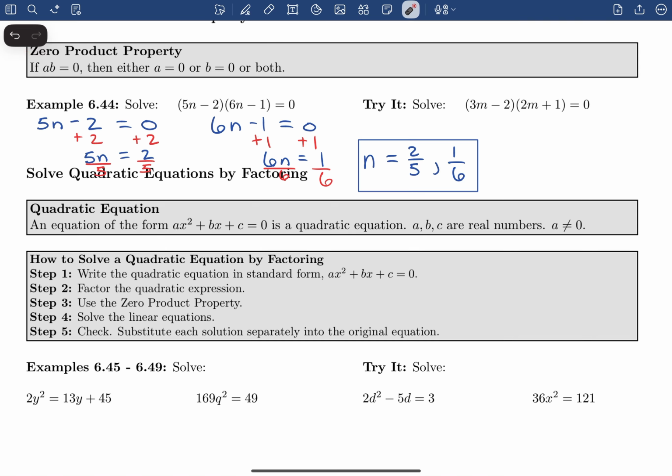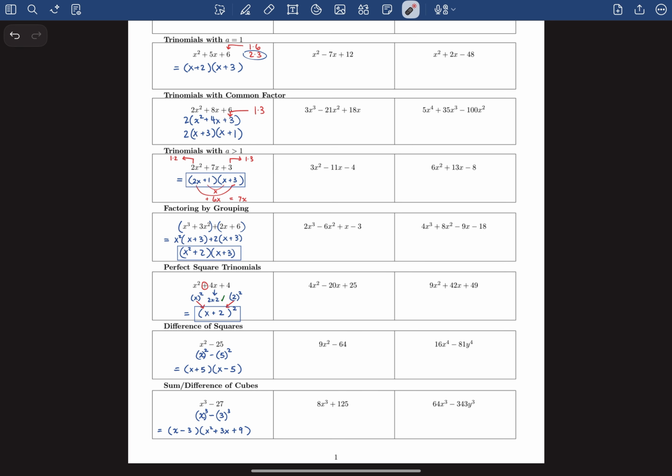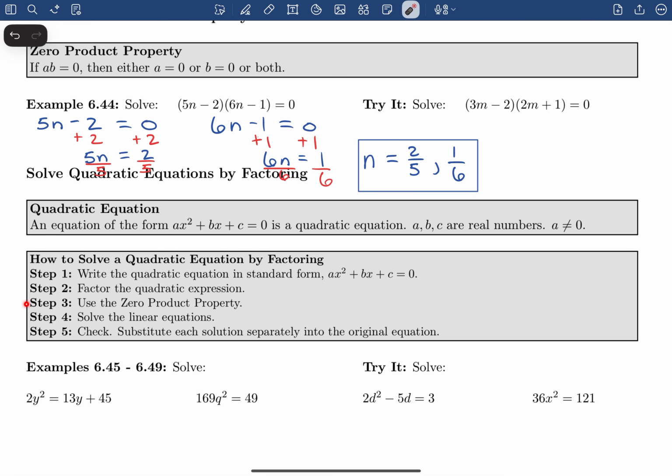All right? Now, step 2 is to factor the quadratic expression. So we'll be using any of the factoring skills that you've learned in the previous 3 lessons. Right? So going back, in step 2, you could use any of these factoring skills that are shown here. Great. Step 3, use the zero product property, right? Since the quadratic is set equal to 0. Then step 4, solve the linear equations. And then step 5, check. You can check to know your answer is correct by substituting each of your solutions separately into the original equation to see if the equation is true.